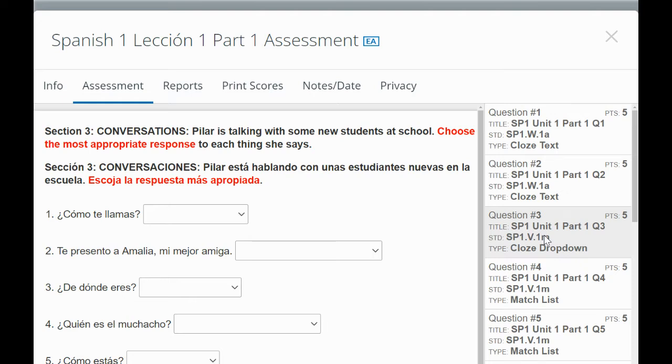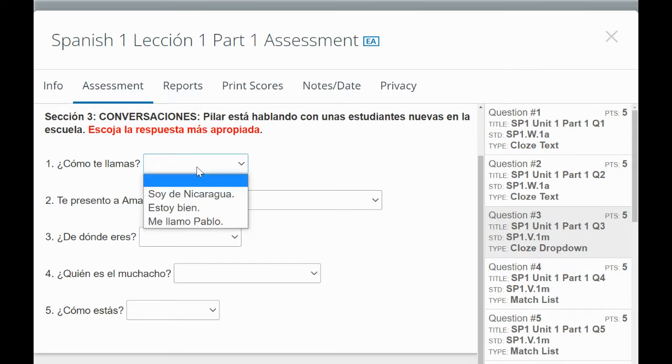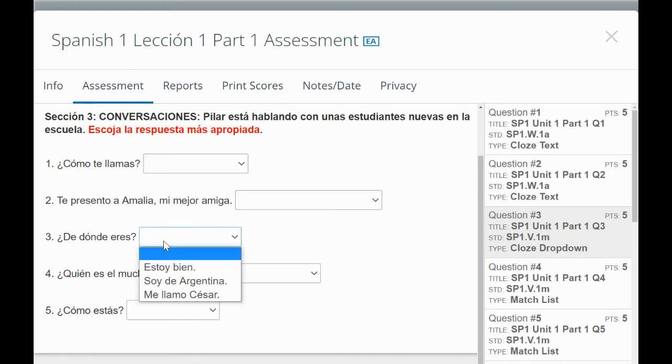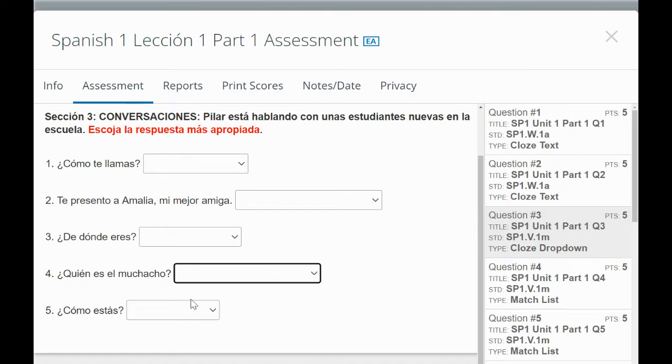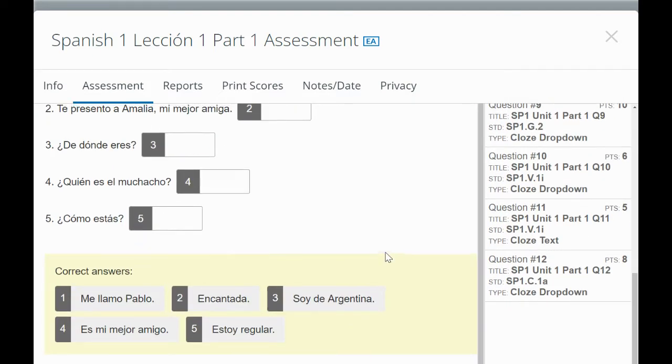Conversations. Pilar is talking with some new students at school. Choose the most appropriate response to each thing she says. Okay, so for all of these, you'd choose the most logical response. If you had ¿Cómo te llamas?, you'd probably pick, what do you think? Probably Me llamo Pablo. Okay, and then for all of these, you're going to choose the correct response, or the most logical response, for number 3. Everybody understand?